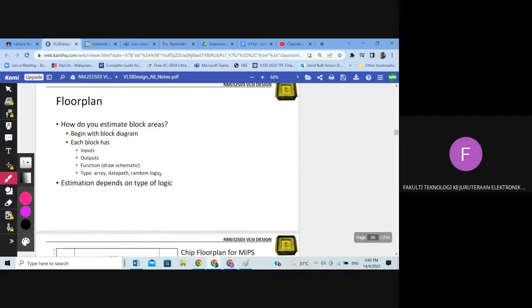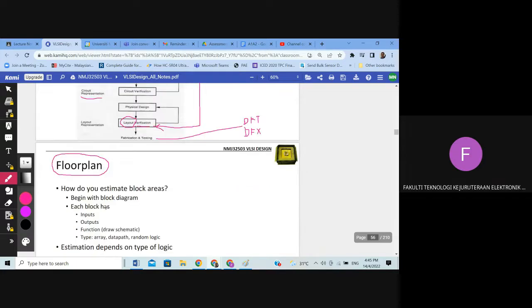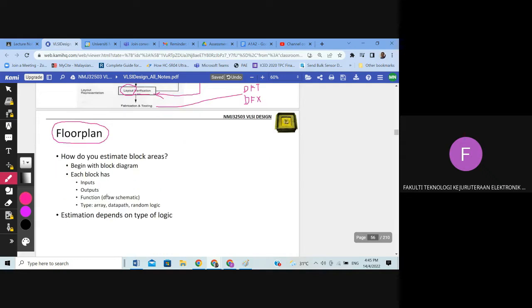So physical design is very important, and the floor plan is the first step in the physical design. Why is the floor plan very important? The floor plan is used to estimate the block areas. Just imagine this is your silicon wafer, and this is the die that will become your chip after you manufacture it and slice it.